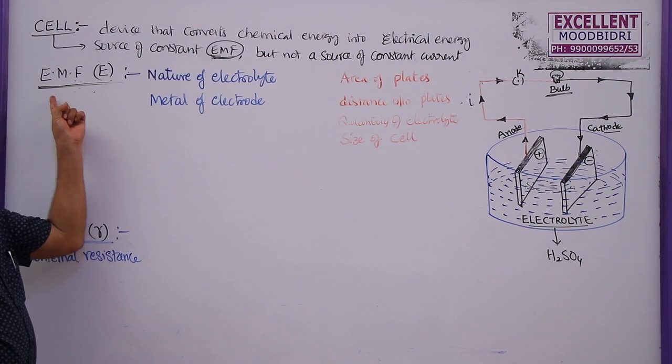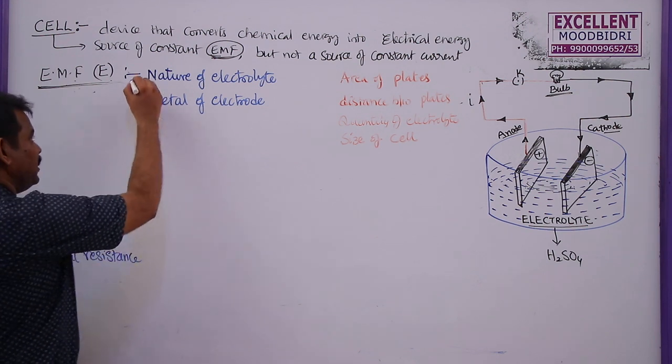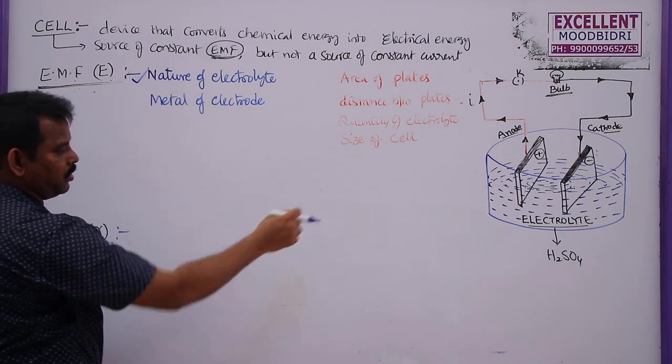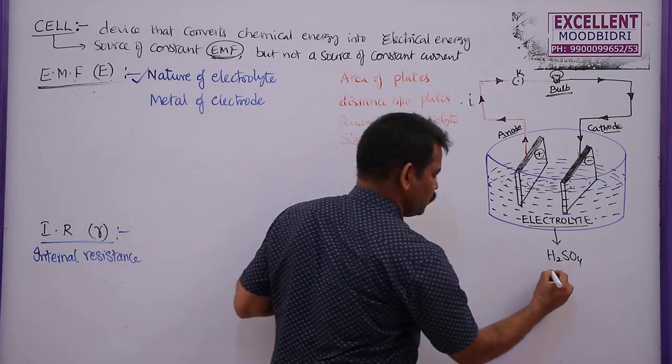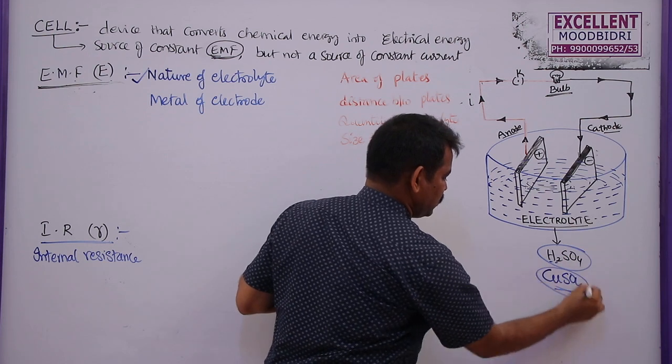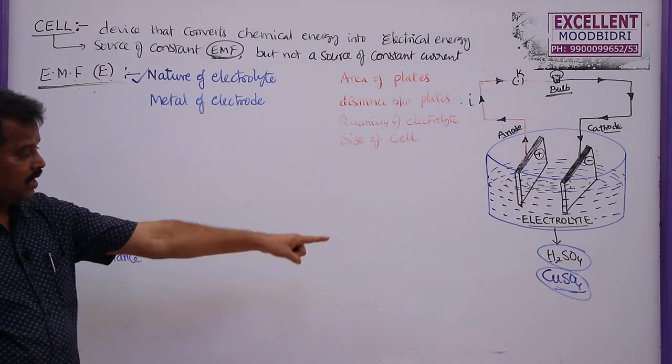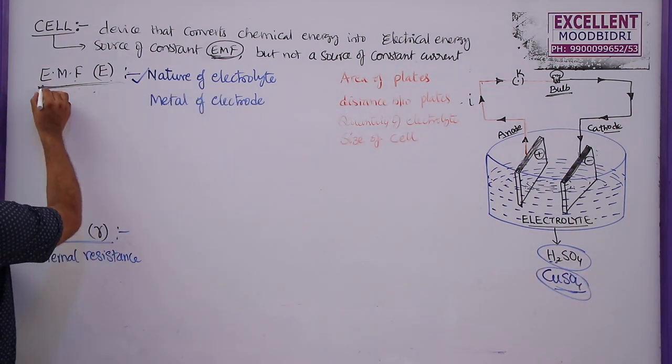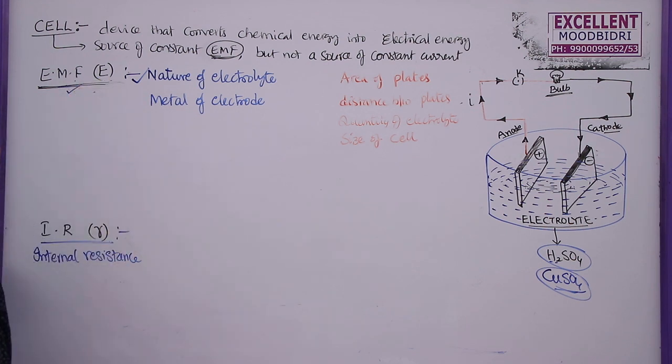The electromotive force of a cell only depends upon the nature of the electrolyte that we are using, whether it is H2SO4 or CuSO4. So whenever that electrolyte changes, the electromotive force of a cell also changes.